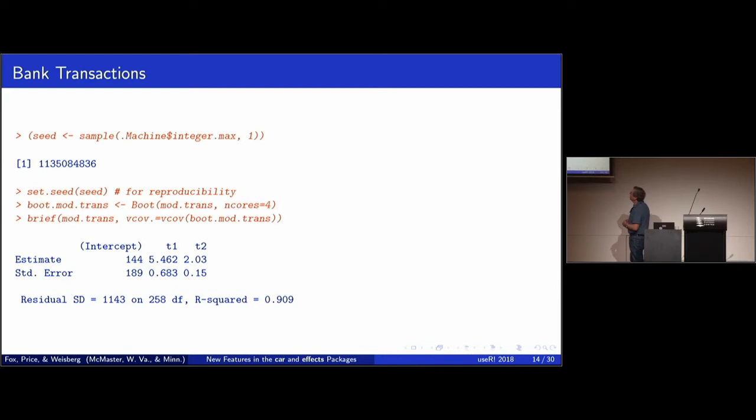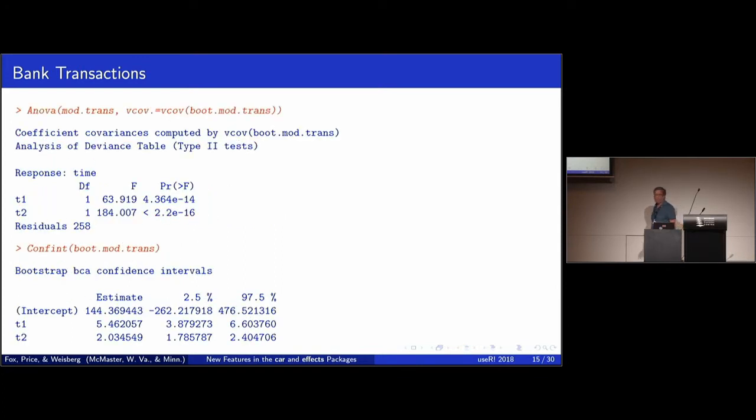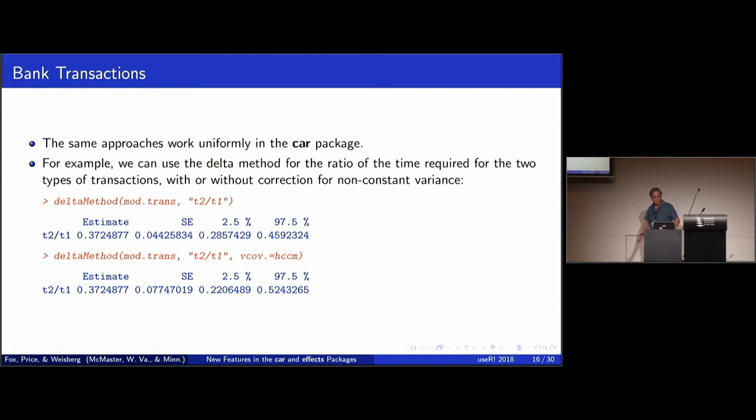Here, I instead use the bootstrap. So I've set the seed for R's random number generator to a known value and then bootstrapped the regression model and calculated a coefficient covariance matrix based on the bootstrap estimates. And again, that can simply be plugged into a function like brief or Anova, and indeed these work in a uniform way. Our confint function, given a bootstrapped object, will by default produce bias-corrected accelerated bootstrap confidence intervals. Okay, and this is quite uniform.